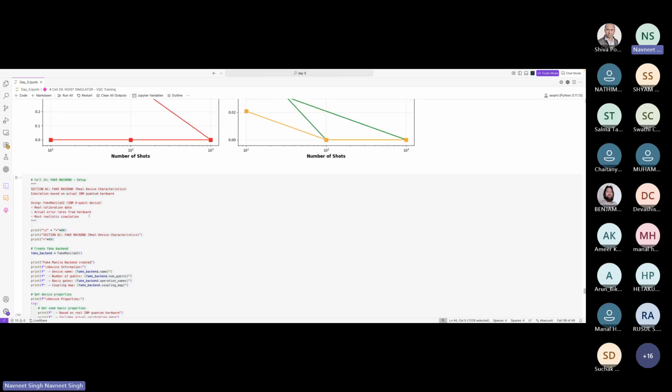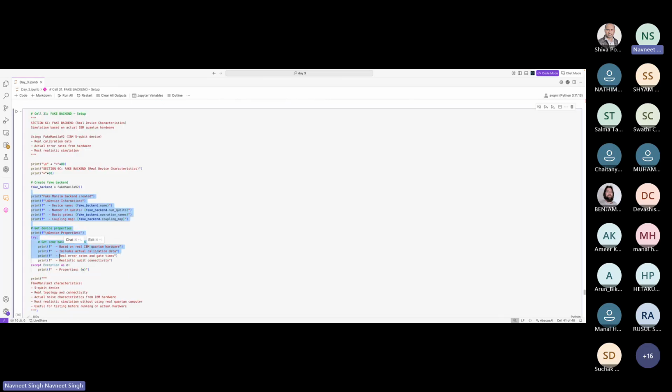And the final one, which I want you to know about, is the fake backend. For this one, I'm using fake Manila, and it mimics the real IBM quantum computers, basically. This statement creates the fake Manila simulator, and this simulator has the same number of qubits as a real Manila device.